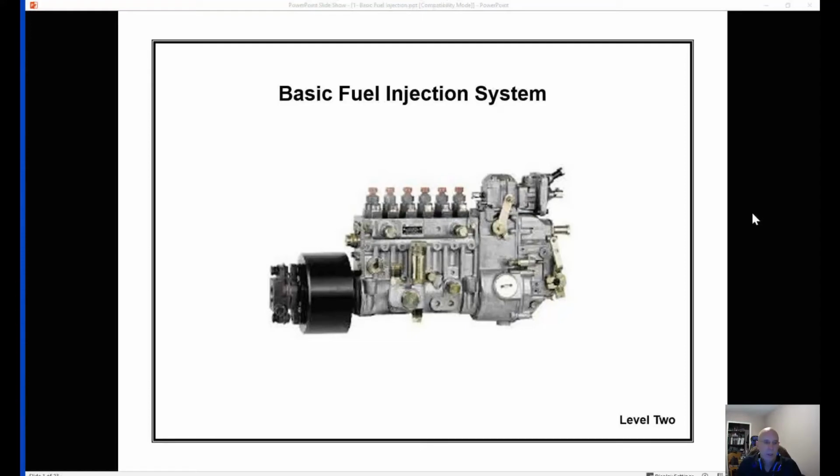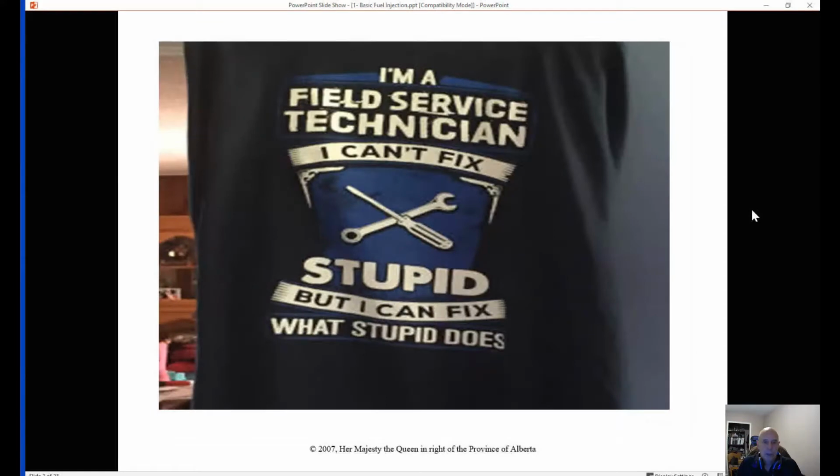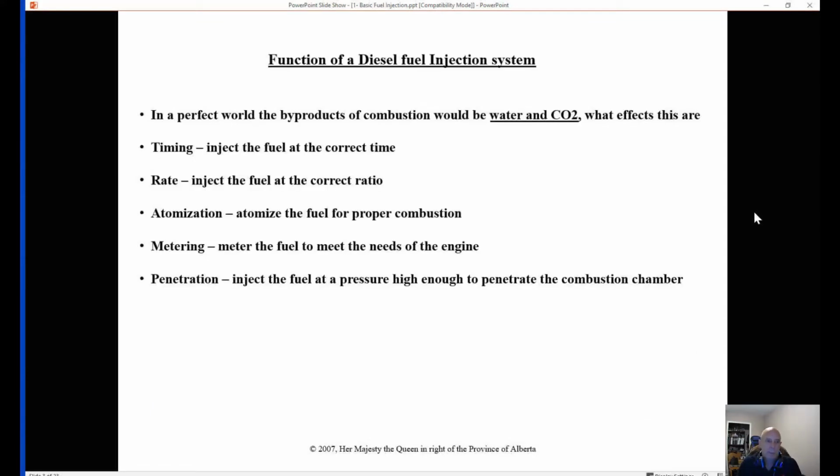In this video, we're going to take a look at basic fuel injection systems. In a perfect world, if we could inject the proper amount of fuel and have the proper amount of air, we would end up with water and carbon dioxide coming out the exhaust pipe. But it doesn't happen that way because loads change and engine performance changes, so we have a lot of byproducts.